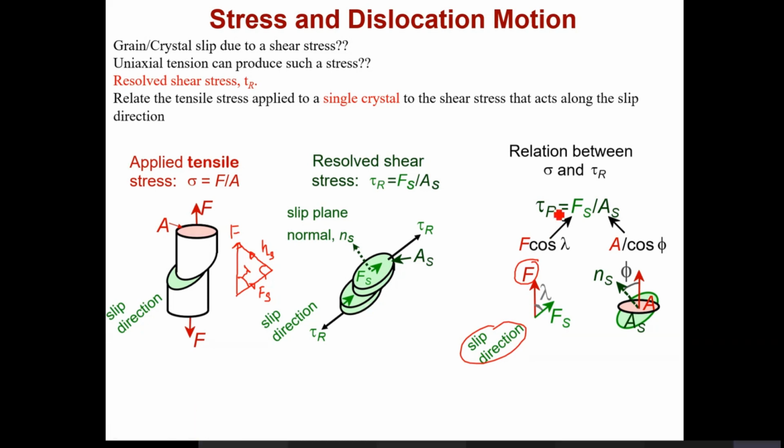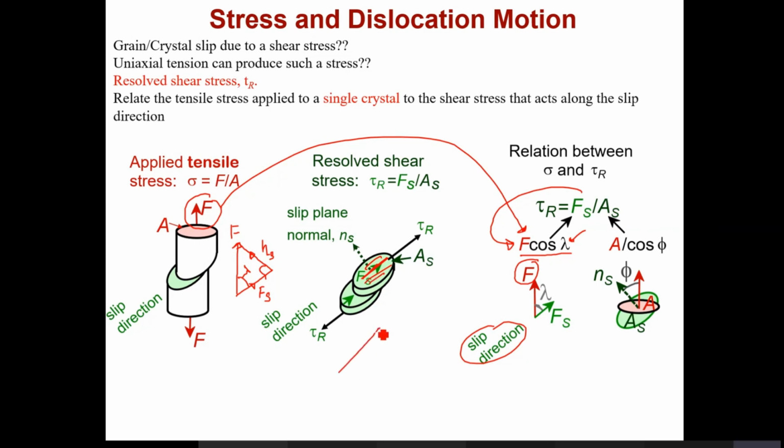Yes, sir. So Fs could essentially convert into F cos of lambda. So the normal force which is acting normally, this component F cos of lambda of this normal force is acting along the slip direction, and slip direction is dependent upon this lambda. Clear? Yes, sir. All right.